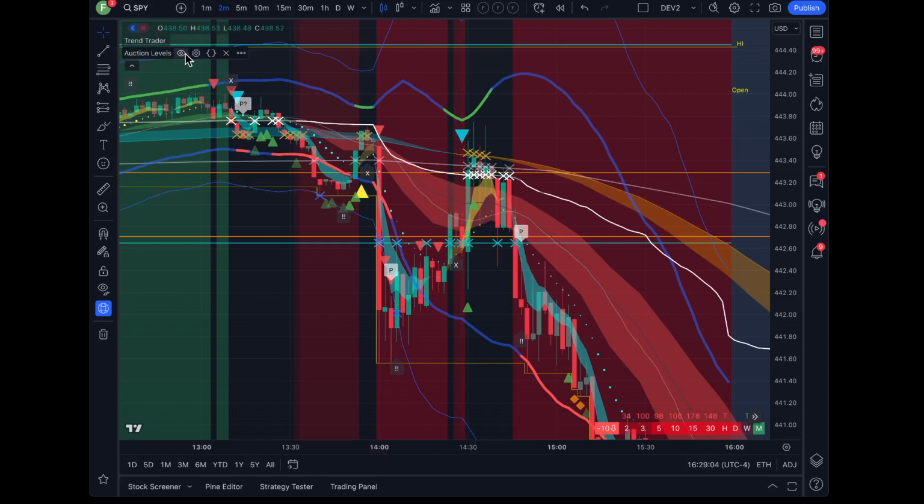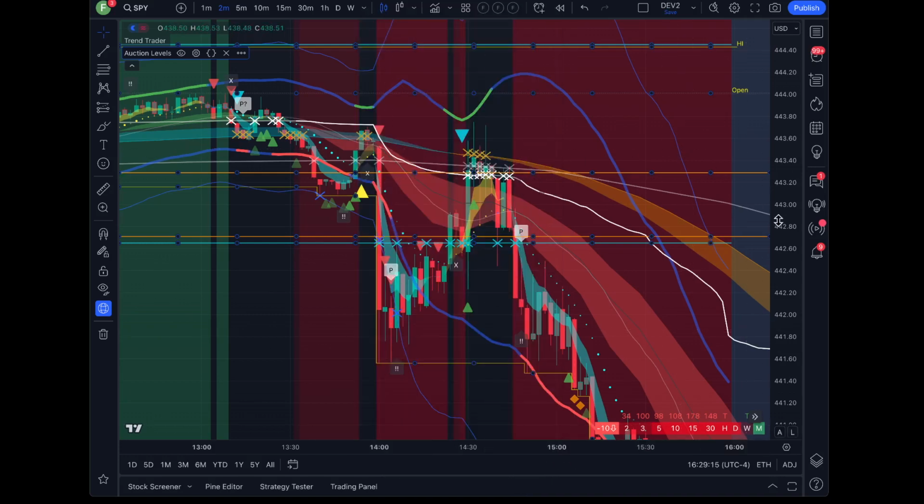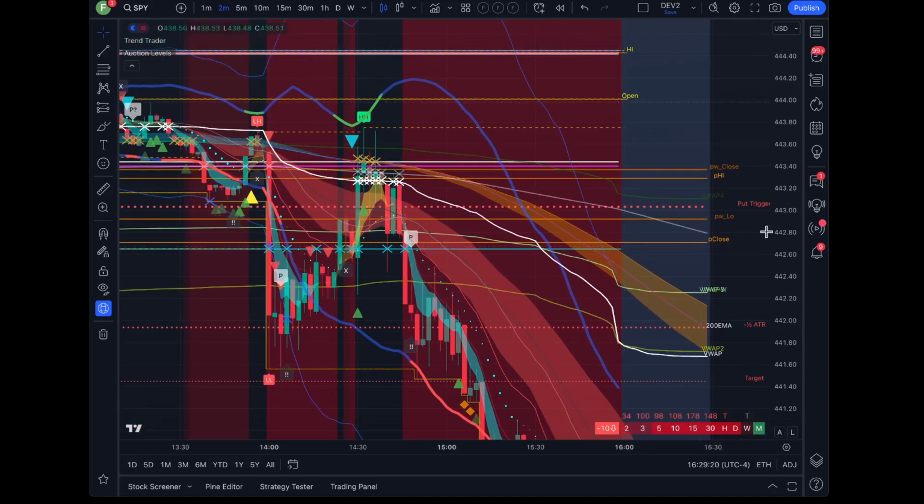Now you did ask about, so I added an option for simplified auction levels. If you uncheck it, you'll see it as the open range, and it has the call triggers and put triggers and a bunch of other stuff, and the golden zones, and multiple VWAPs and stuff like that, which a lot of traders are using, and they're loving it. But I find for myself that it's just too much noise, and too many things to think about.